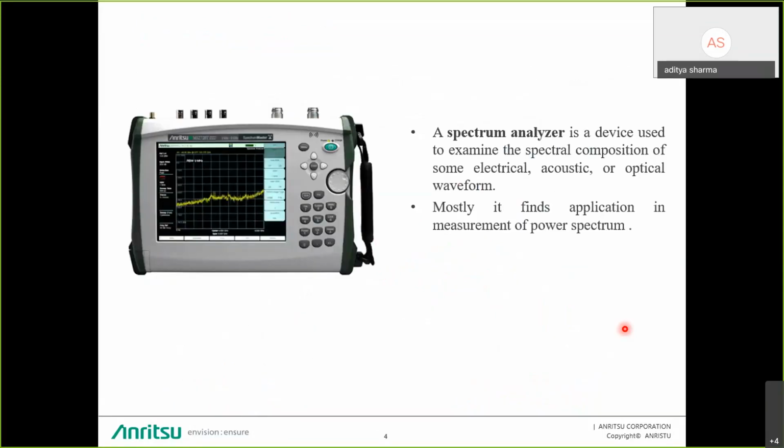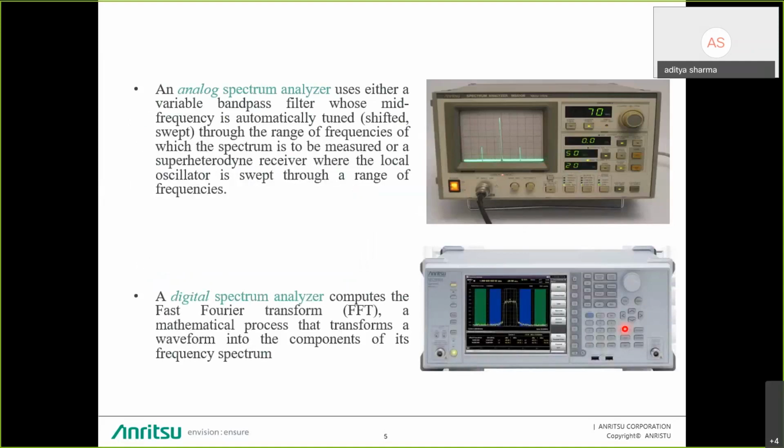The definition of a spectrum analyzer is a device which examines the spectral composition of an electrical, acoustic, or optical waveform. That means the spectral composition which is available in that particular signal. To analyze that, the instrument used is a spectrum analyzer. Now there are different types of analyzers in the market. If I can broadly classify, we have analog spectrum analyzers and digital spectrum analyzers.